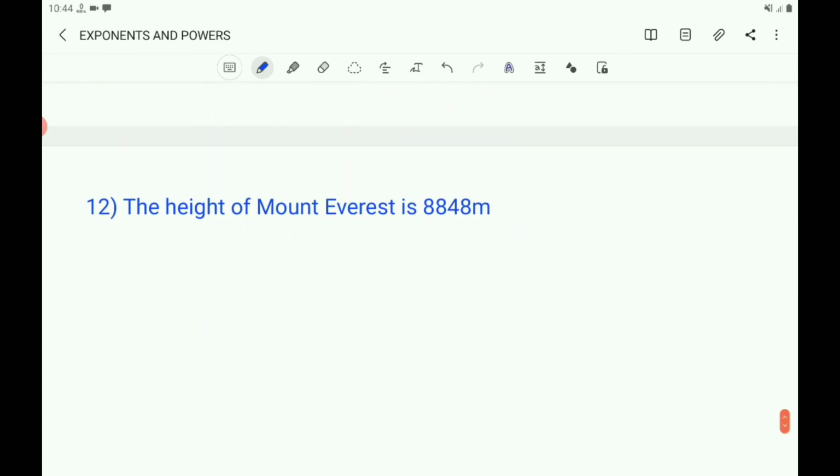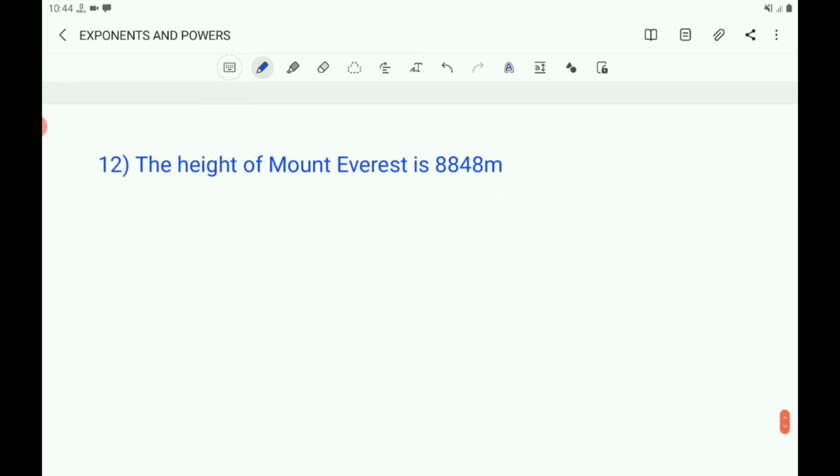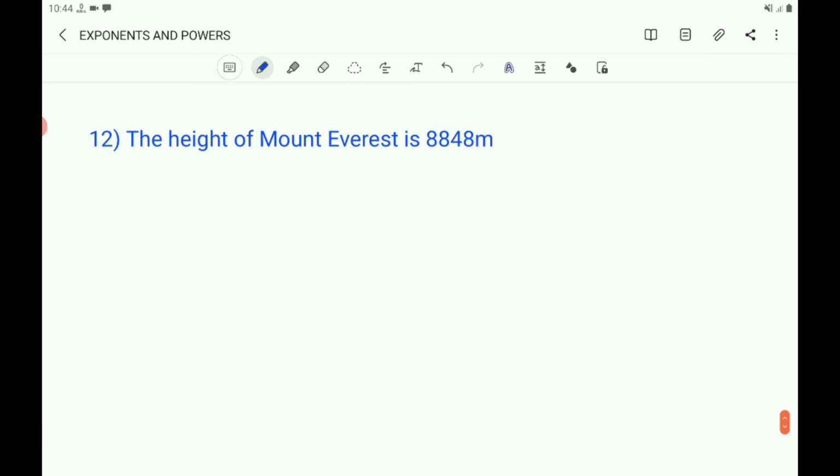The next, the height of Mount Everest is 8,848 meter. You can write it as it is, or otherwise you can write it as 8.848 into 10 power 3 meter if you want to express this in terms of exponent.